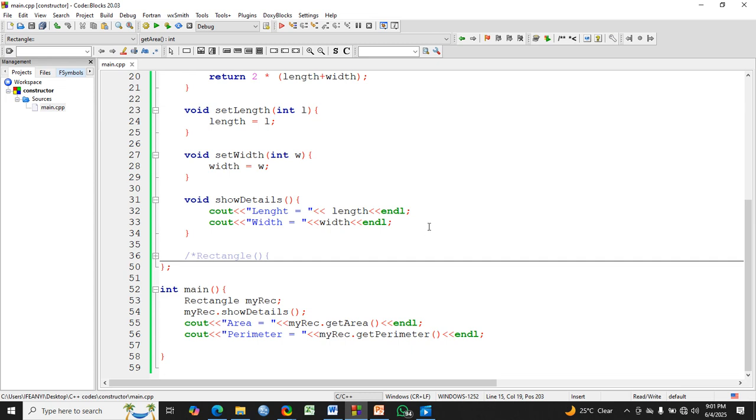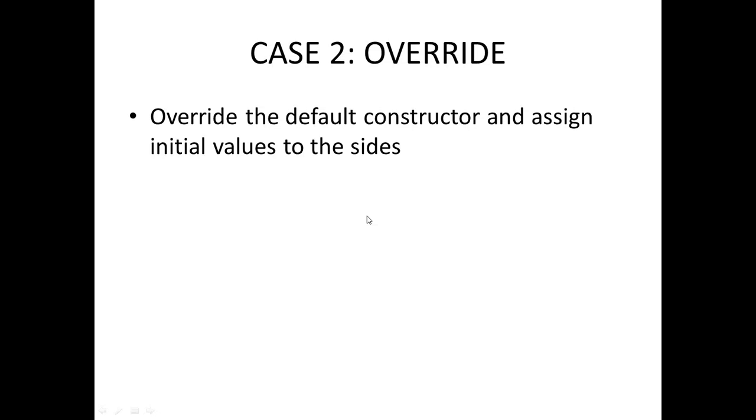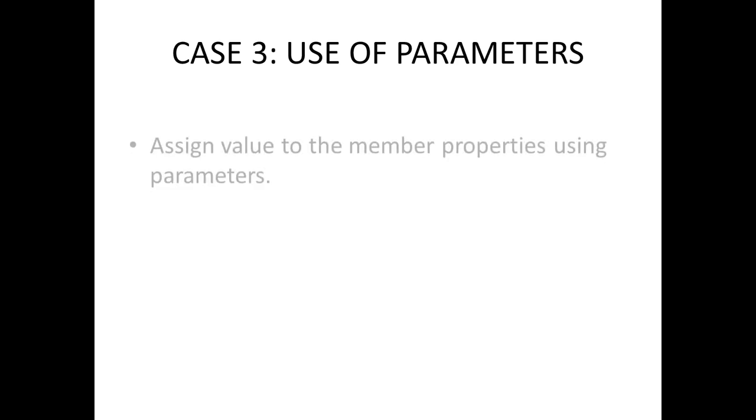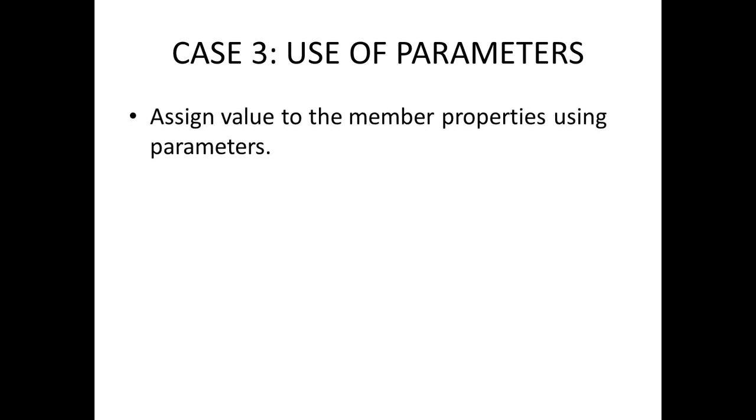So we are going to go for case 3. Sorry, we are going to go for case 3, not case 2. So what is happening in case 3? In case 3, we are going to be using parameters. That is to say, we are going to assign values to the member properties using parameters. At the point of instantiating the object, we are going to provide values for the member properties length and width. You know, in the other one, we did not provide value. It used the default value in the class.